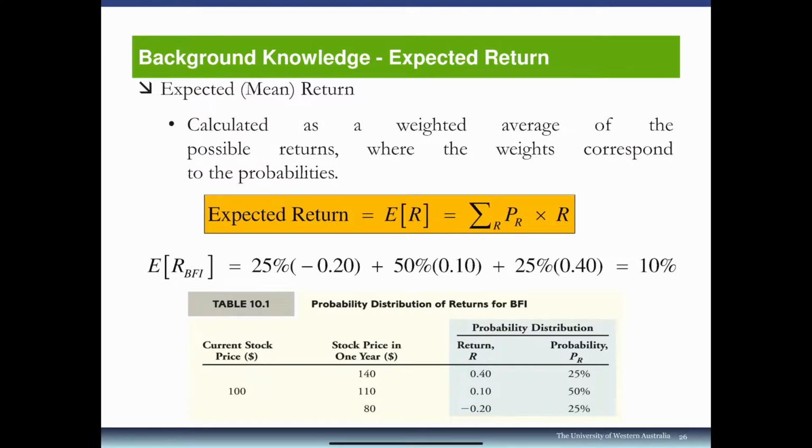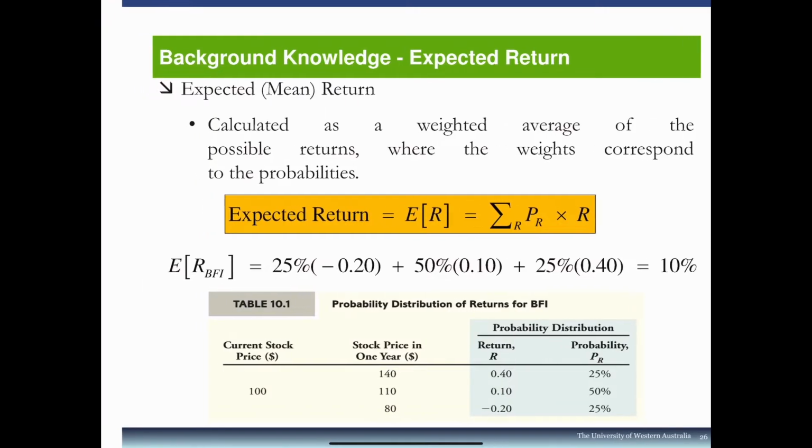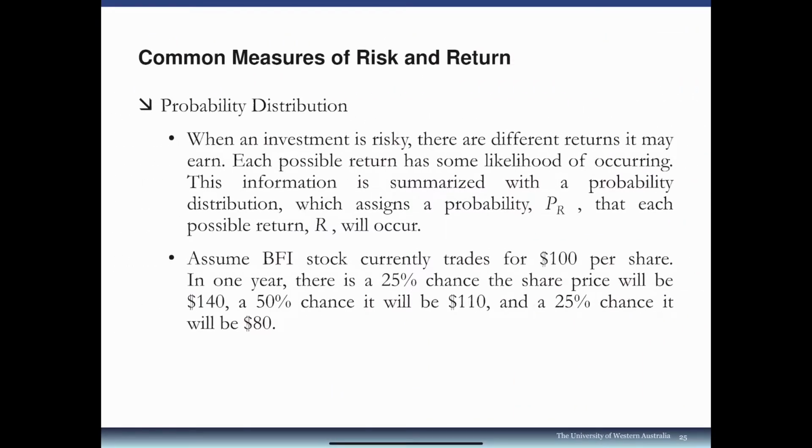Let's come back to the example of BFI stock. Let's say BFI stock currently trades for $100 per share, so if you want to buy one, it would cost you $100. In one year's time, there are going to be 3 outcomes. There's a 25% chance the share price will be $140, a 50% chance it will be $110, and a 25% chance it will be $80. So you can see it's going up by $40, going up a little bit by $10, or going down by $20, right?